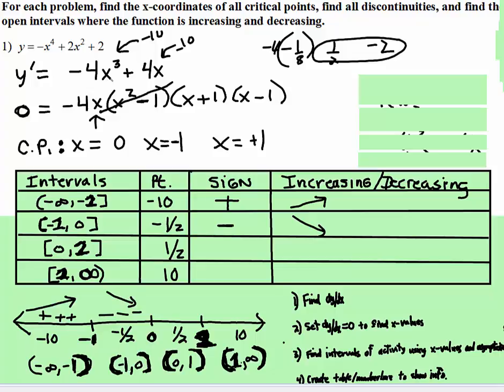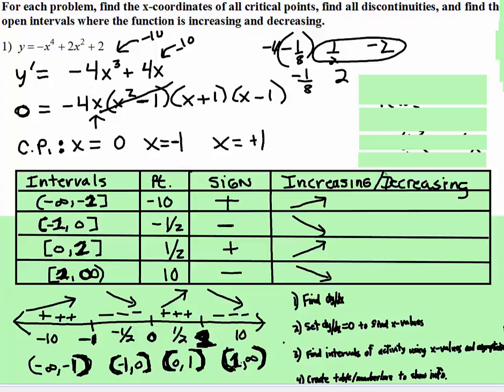Now we plug in positive 1/2. Well, this is going to be negative 1/8. We plug positive 1/2 into 4x, that's going to be positive 2. Oh, look at this, 2 is much bigger than negative 1/8. So we're back to positive. That's increasing. And when we plug positive 10 in, that's going to be a very large negative number, so we know this is going to be negative. And this is the table.